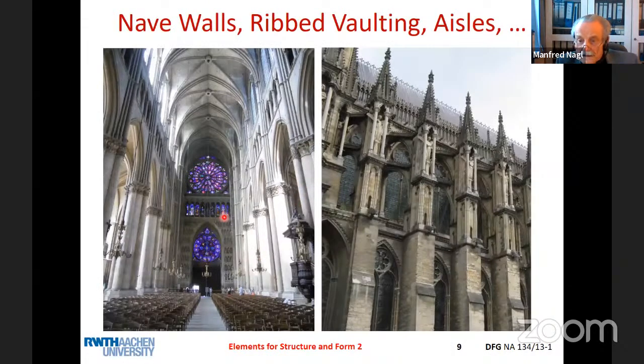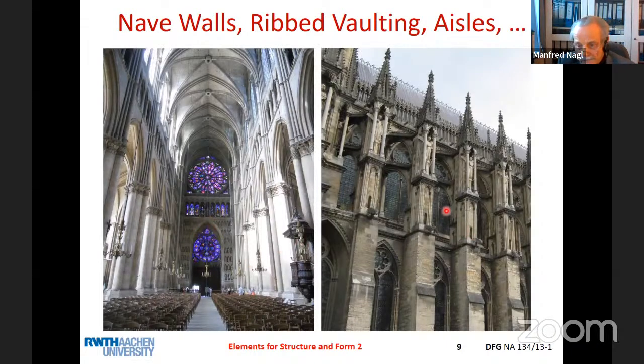Here we look into the Cathedral of Reims. We see the high nave. We see the main wall, which has three parts: the columns and the arcs on one hand, the triforium, and the big windows on top. We see the ribbed vaulting, and we see the aisles here. And we look to the west. We see these big rose windows of the entrance side of the church.